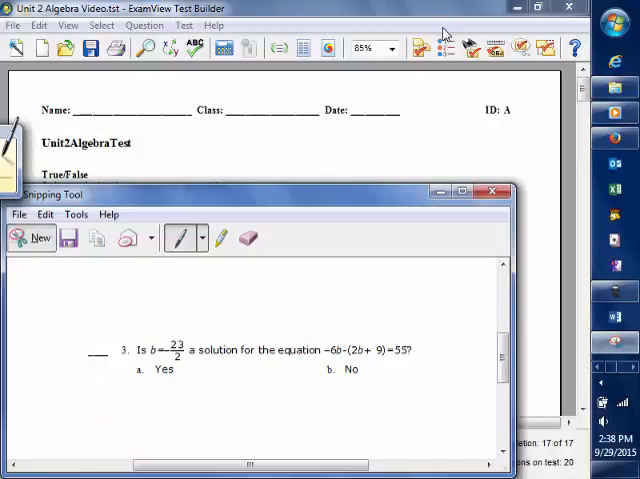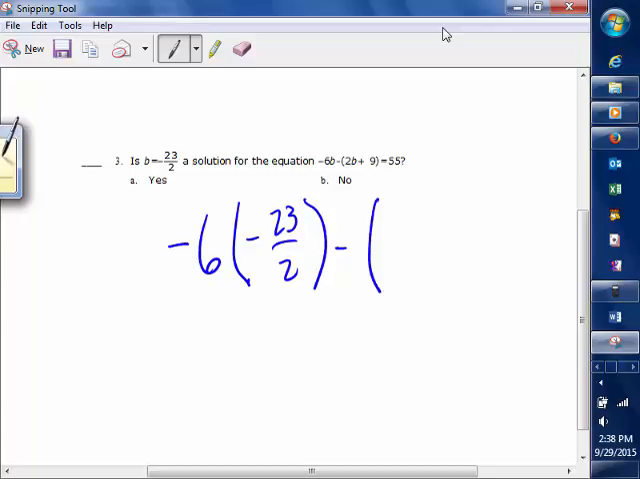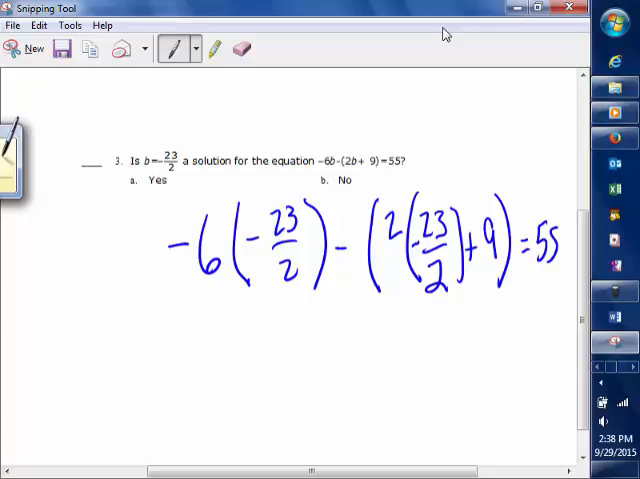Let's look at this one to see if that's a solution. So if we substitute in negative 6 times negative 23 over 2 minus 2 times negative 23 over 2 plus 9, do we get 55?